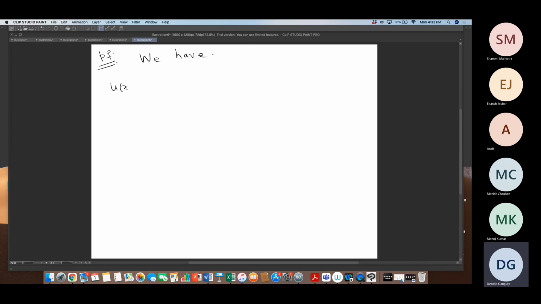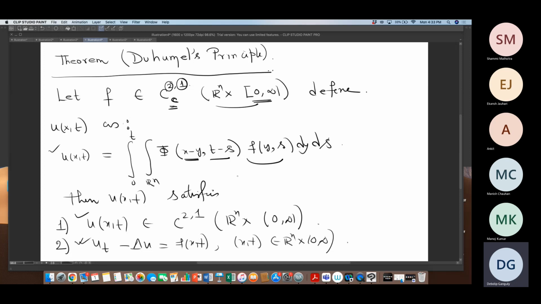You have u(x,t) equal to the integral from 0 to t of the integral over R^n of p(y,s) f(x minus y, t minus s) dy ds. How can I write this from here to here? How am I writing this equal to this? What substitution am I putting?